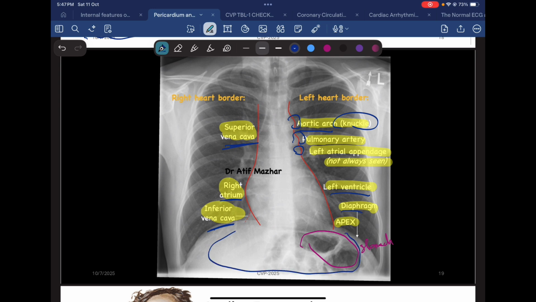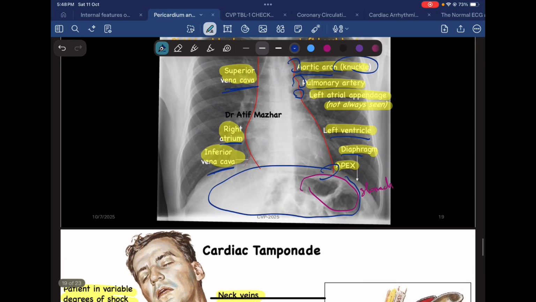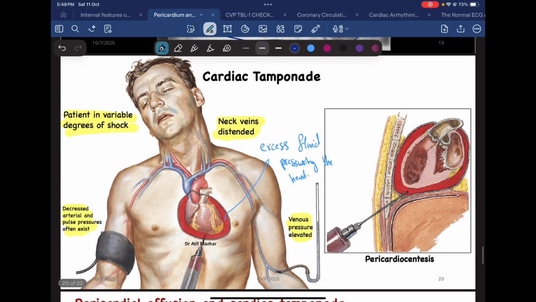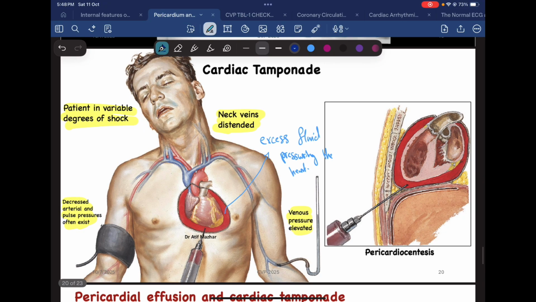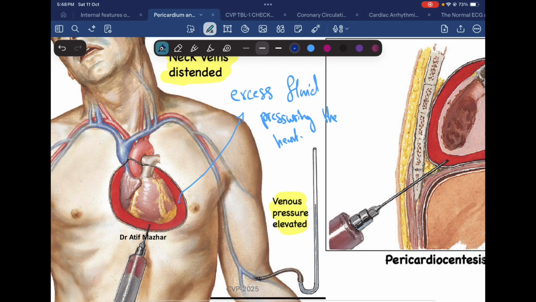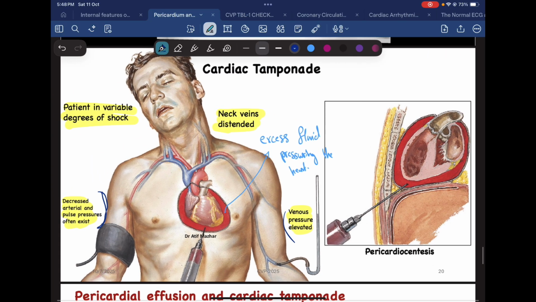This big part is the diaphragm, the apex of the heart right here, and this black part is the stomach, the empty part. Now, this guy is in visible shock. The neck veins are distended. He has a decreased arterial pulse pressure, and his venous pressure is elevated. What's most important is that he has excess fluid pressuring the heart.